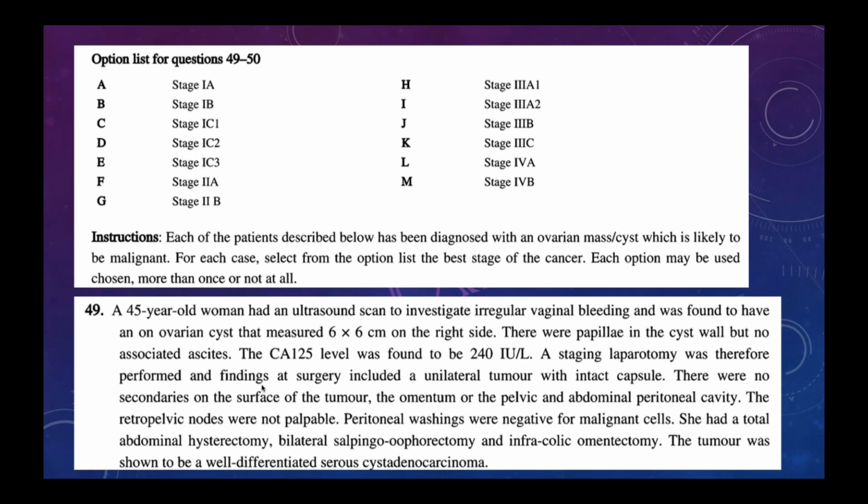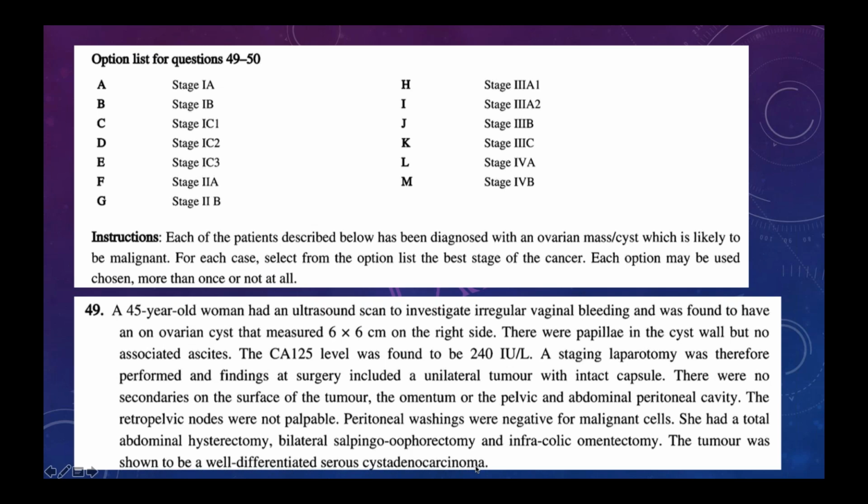Okay, so now from each option, now you have to do the staging. So this is a 45-year-old woman. She has a 6 by 6 centimeter cyst, CA 125 of 40, unilateral tumor with intact capsule. Okay, intact capsule, no secondary on surface of tumor, omentum, pelvic or abdominal retroperitoneal lymph nodes. Peritoneal washings are negative. TH, BSO, infracolic omentectomy has been done.